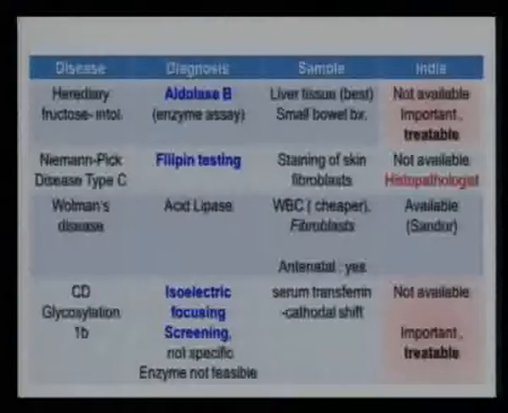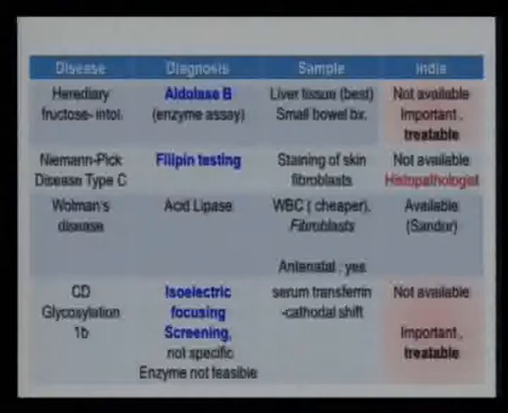So what is the summary? The last 3 or 4 slides. Hereditary fructose intolerance, treatable condition, aldolase B enzyme, liver tissue based small bowel biopsy, not available, important, should be developed. Abba?